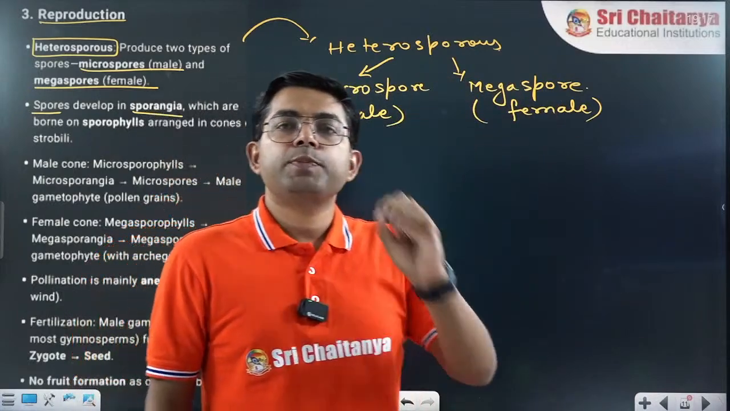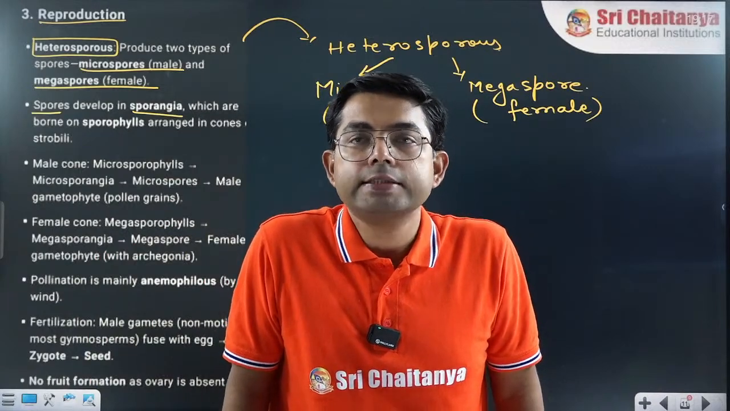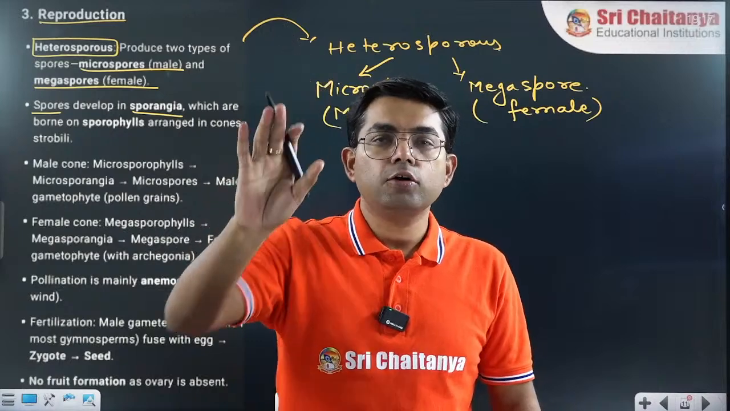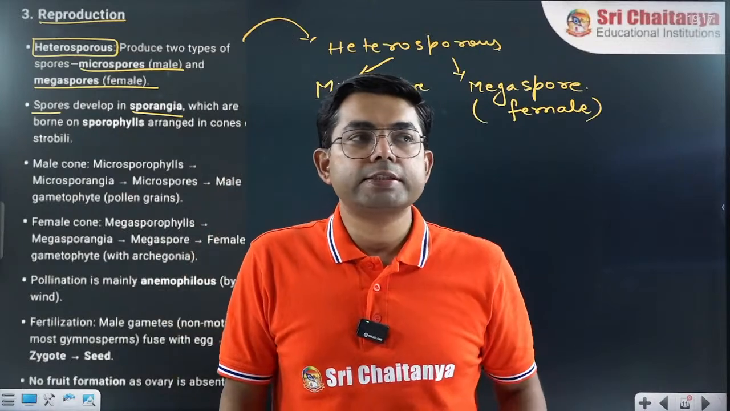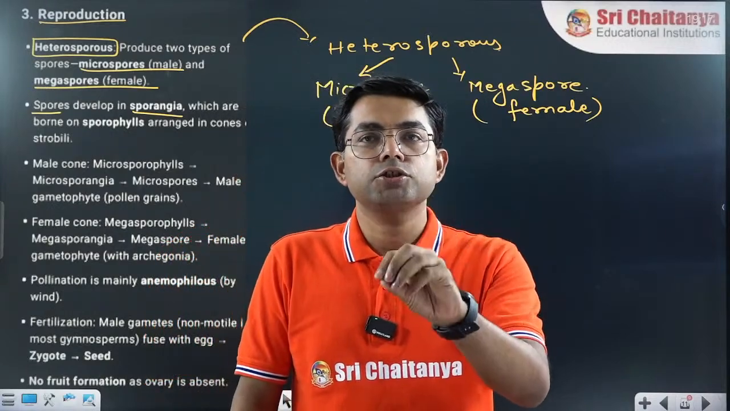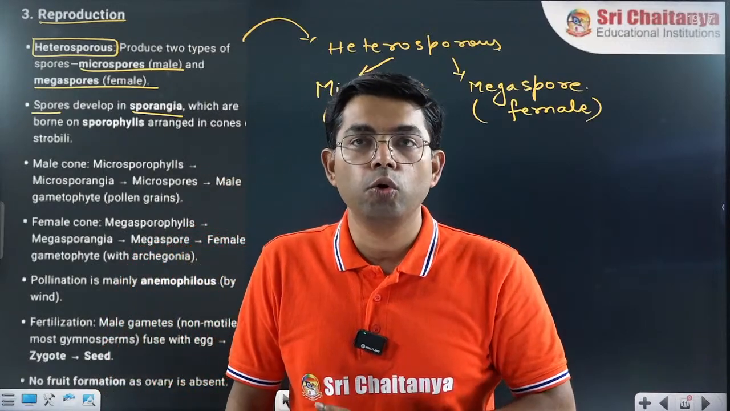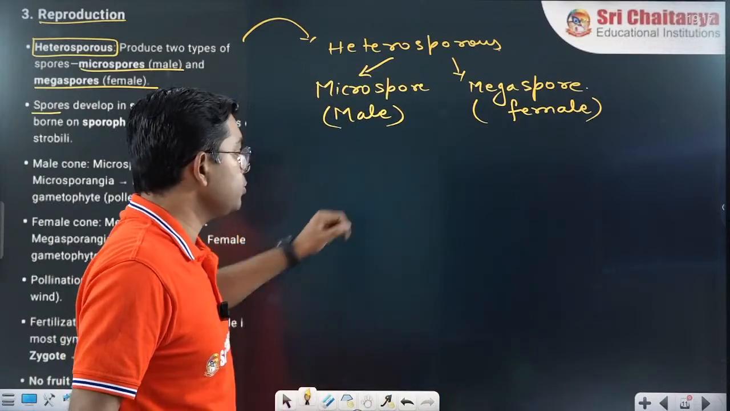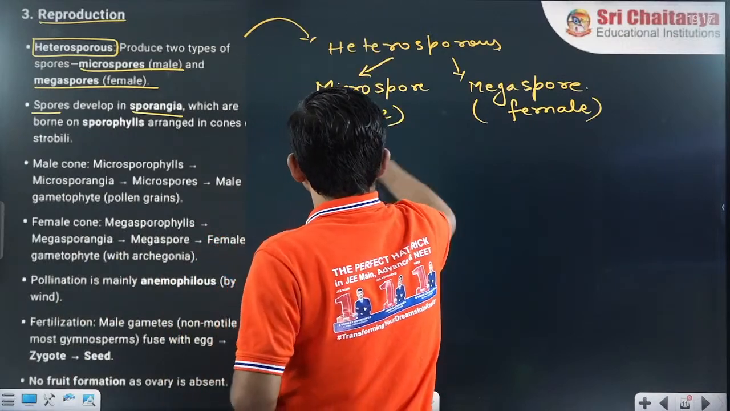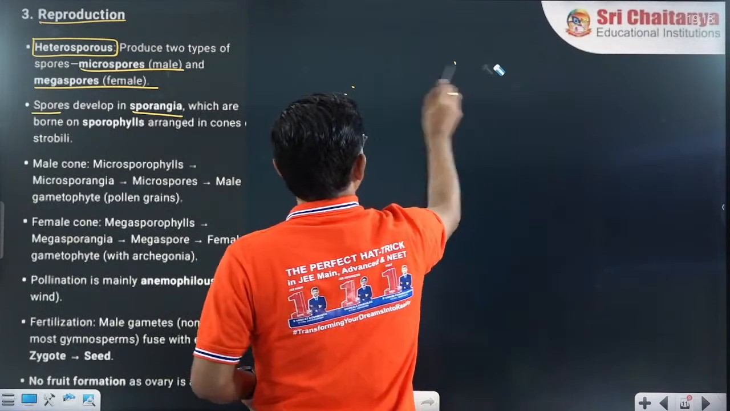Now, in gymnosperm, is flower present or absent? Is flower present in gymnosperm? Answer is no. No flower, no fruit, no seed coat. So if flower is not present, then what is the reproductive structure of gymnosperm? Again, you can recall we have talked about cone. So the reproductive structure in gymnosperm is cone. So let me draw the structure.